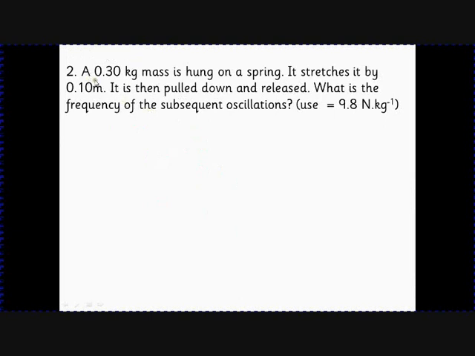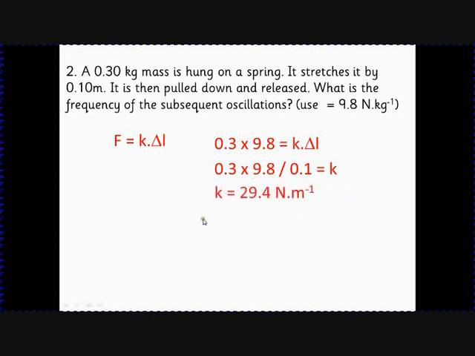Here's a second one. Now I've got a 0.3 kilogram mass on a spring, it stretches by 0.1 meters. Then you pull it down and release. So we're still using the same equation, but they haven't given us the spring constant. So our first step is to do F equals k delta L to work out the spring constant. The most common mistake here is to put the mass in, but remember this is a weight that we're doing here. So we've got to do the mass times gravity, so 0.3 times 9.8 equals k delta L. We know delta L is 0.1, so just divide, and we get a spring constant of 29.4 newtons per metre.